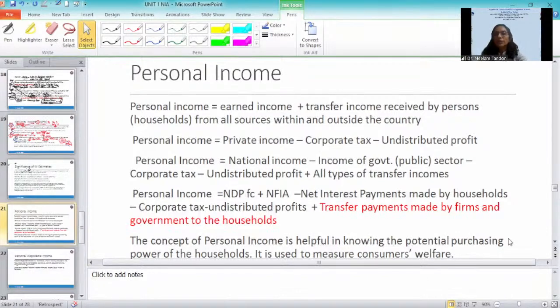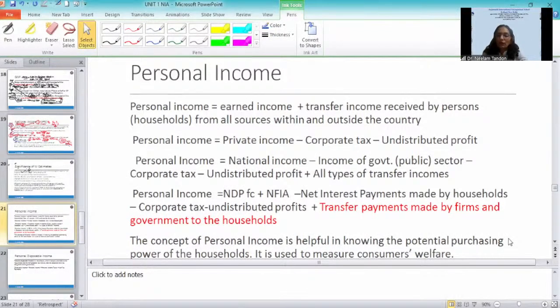Rule number one is domestic to national. What do you have to do? You have to go for adding net factor income from abroad. If you go from national to domestic, obviously you deduct. From gross to net, you have to deduct what? Depreciation. If you go from net to gross, you add depreciation.